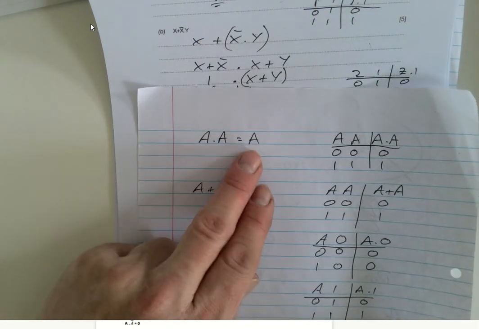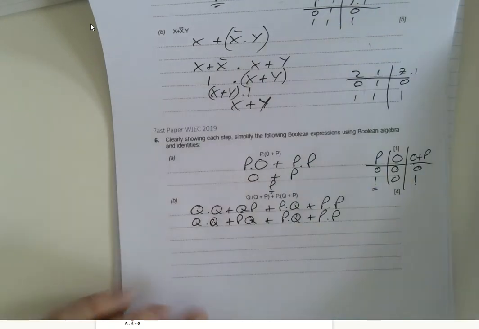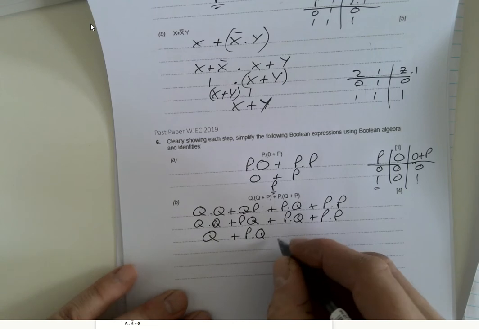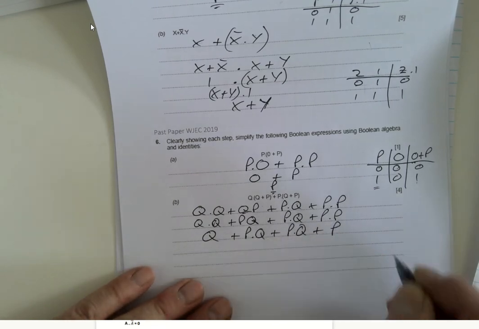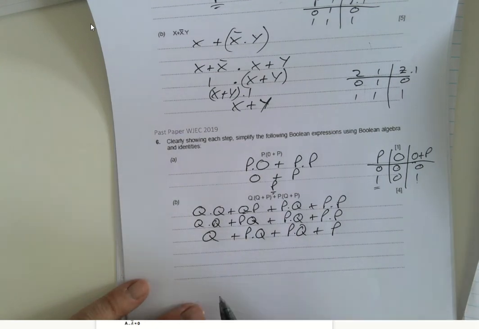Here is the same as Q, and Q is the same as Q. P and P will be the same as P. So there we are. That is Q or P and Q or P and Q or P. Alright, now I can see that P and Q or P and Q is just two terms together.